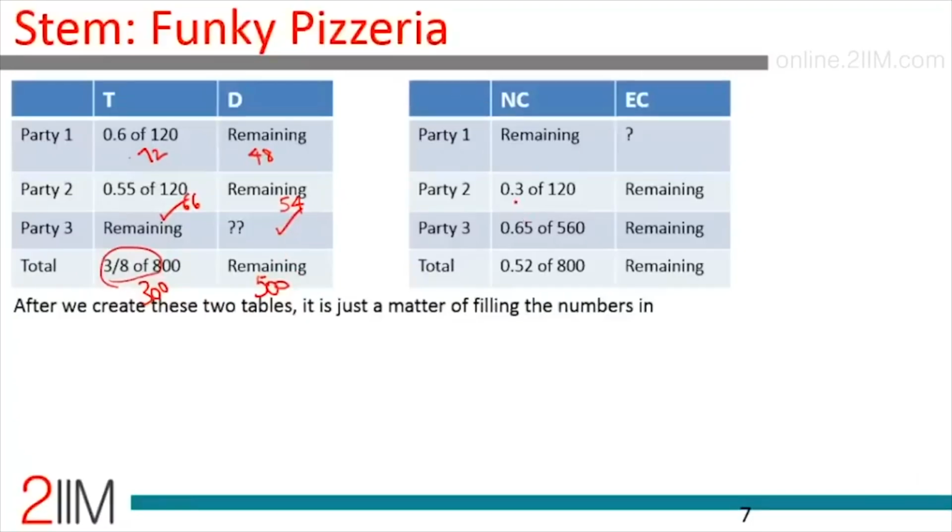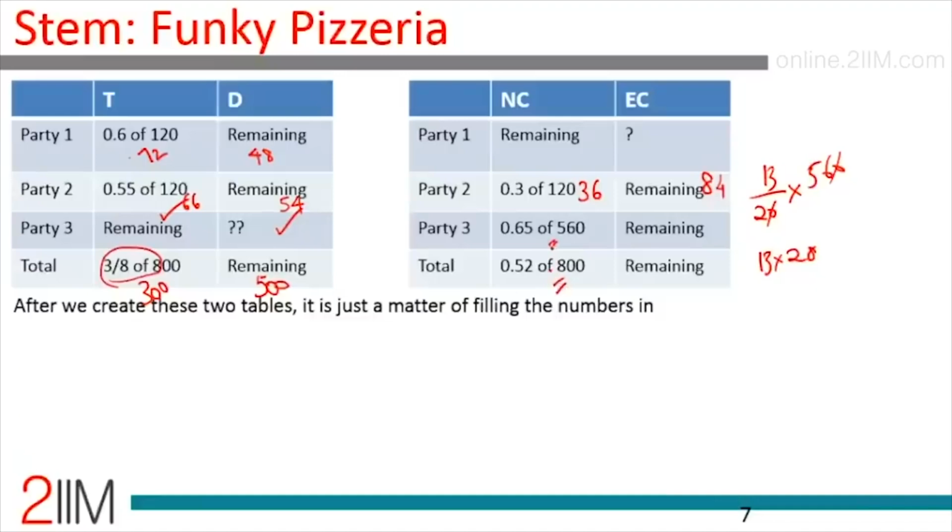We know this is 0.3 of 120, which is 0.3 times 120, 36. 3 by 10 into 120, 36. Remaining is 120 minus 36, 84. 0.65 of 560, that's tougher to find out. So that's 13 by 20 into 560, or 13 into 28, whatever that turns out to be. And so that goes here. 0.52 into 800, 52 into 8, whatever that is. That goes here.